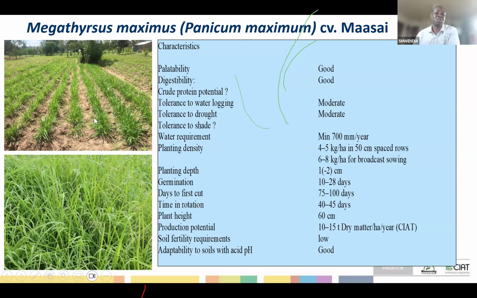By the way, these materials can also be conserved in the form of hay because the stem doesn't have a lot of water. They don't have stem that accumulates a lot of water like happens with the napier. And again, similar attributes for Panicum Maasai. And Maasai was actually registered this year. Also now going forward, likely to be the private sector.